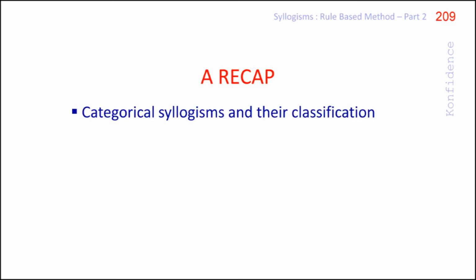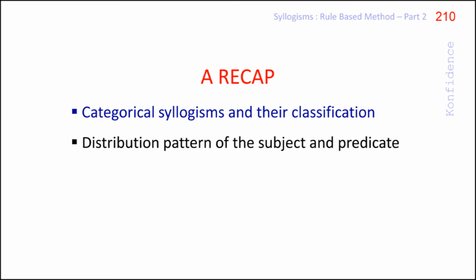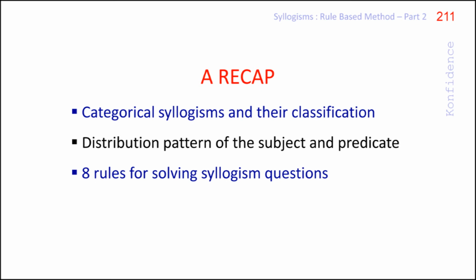As we come to the close of this session, it would be good if we quickly recollect the important things that we learned here. In a nutshell, we learned the rule-based method of solving syllogisms. In the process, we learned about categorical syllogisms and their classification into 4 types, the distribution pattern of the subject and predicate, and the 8 rules for solving syllogism questions. We saw 4 illustrative examples where we applied these principles to solve syllogism questions.